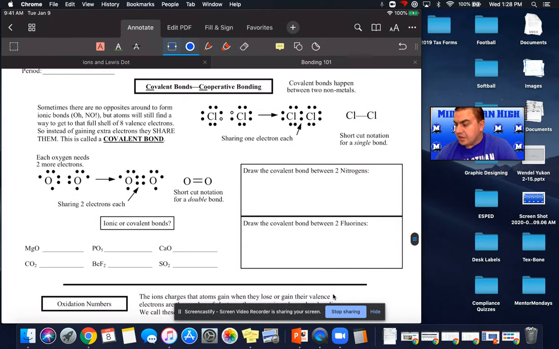The second type of bonding we're going to talk about is covalent. It kind of says it right here. Covalent bonds are cooperating bonds, meaning they share electrons. They don't give or take, like we just talked about with ionic. They actually share them. They're a little bit harder to go through, so we're not going to tell you too much about it. We just want you to recognize if they're ionic or covalent.